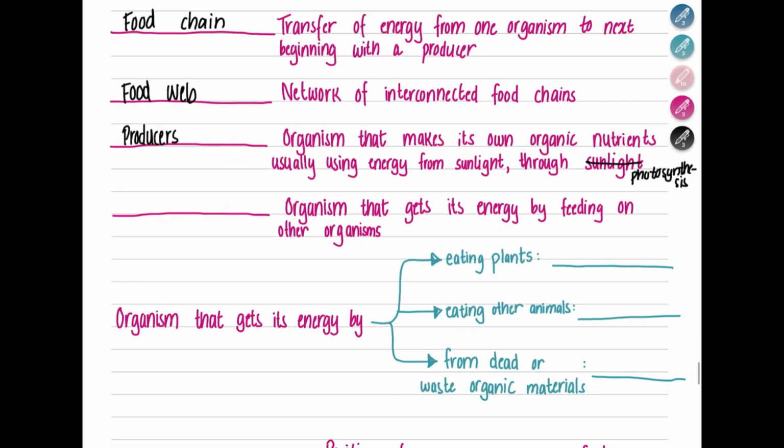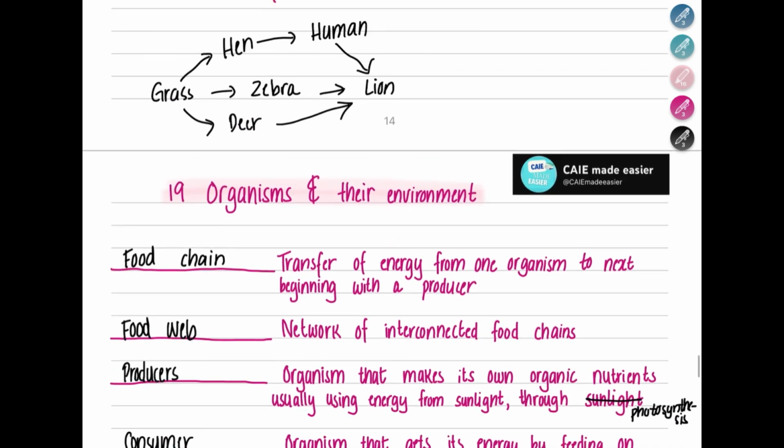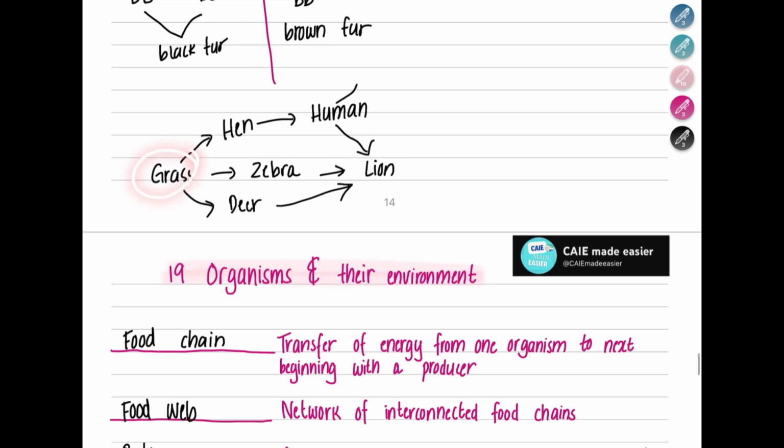Then an organism that gets its energy by feeding on other organisms is going to be a consumer. Look here in the food chain. This grass is a producer, and all these are consumers. They consume food. They do not create their own food, and there are different levels of consumers.